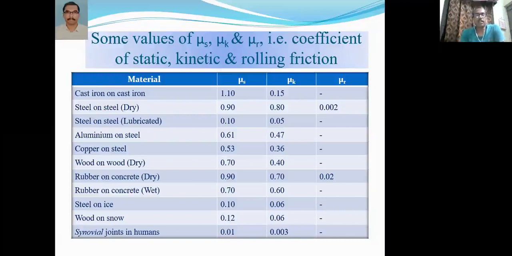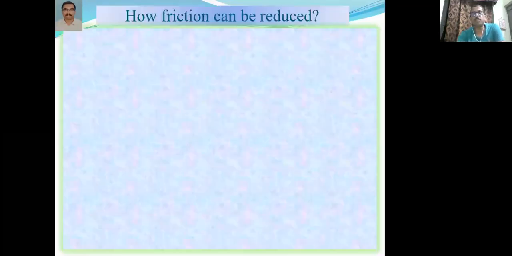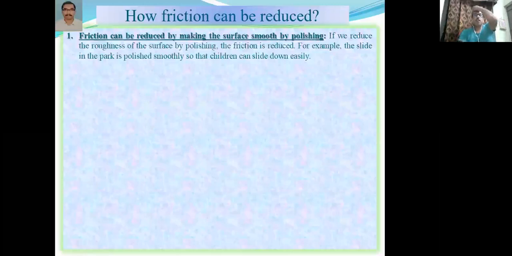An interesting example is synovial joints in humans, the bone joints where some synovial fluid is present and the bone is moving. The static friction coefficient is 0.01 and the kinetic friction coefficient is very much less, 0.003. Now, how can we reduce the force of friction? Friction can be reduced by making the surface smooth by polishing.